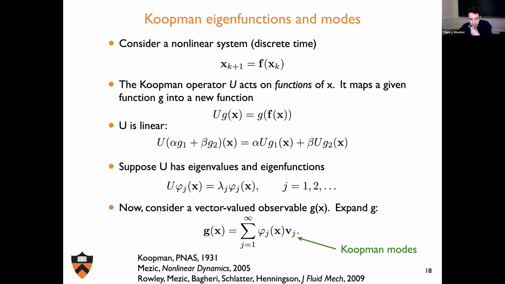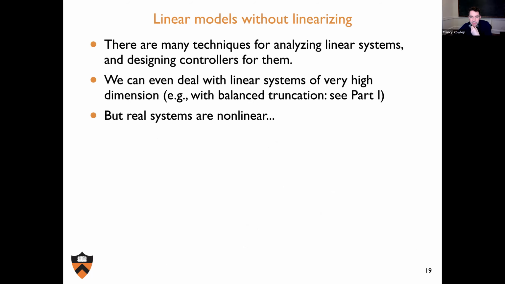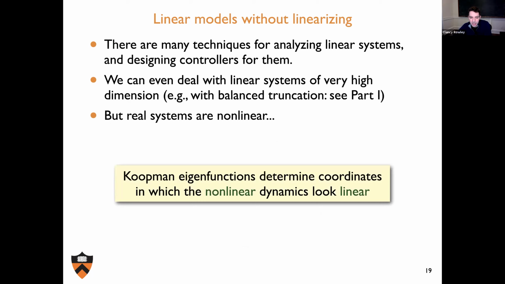Okay, one really interesting feature of this Koopman operator is that it lets you determine linear models of a system without actually linearizing the system. And I want to show you what I mean by that. So linear systems are very nice. We have lots of techniques for analyzing them, designing controllers for them. We can even deal with systems with very high dimension, like we looked at in the first part of this talk. But real systems are not linear usually. So these Koopman eigenfunctions determine a very useful set of coordinates in which the nonlinear dynamics look linear. And I'll show you exactly what I mean by that.